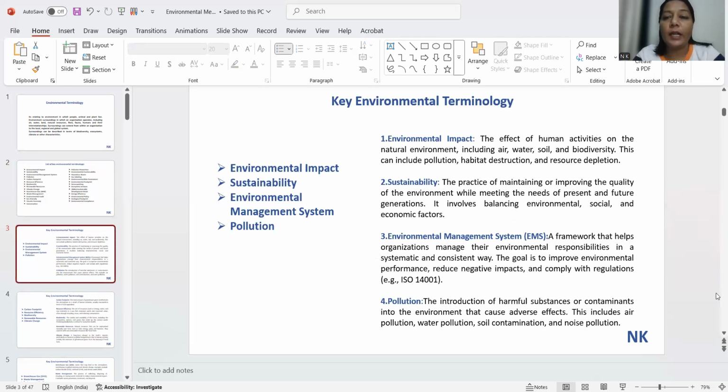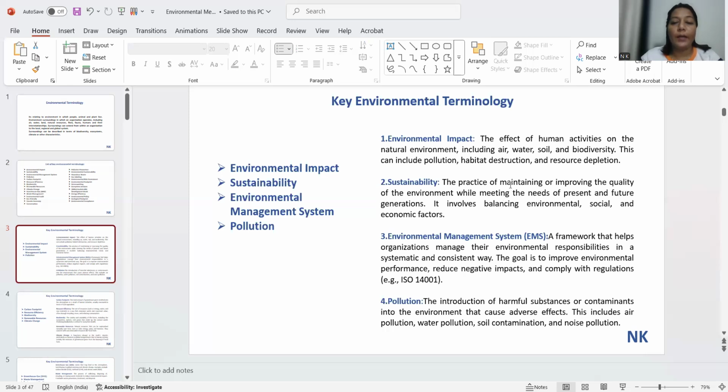Environmental impact is the effect of human activity on the natural environment, including air, water, soil, and biodiversity. This can include pollution, habitat destruction, and resource depletion also.